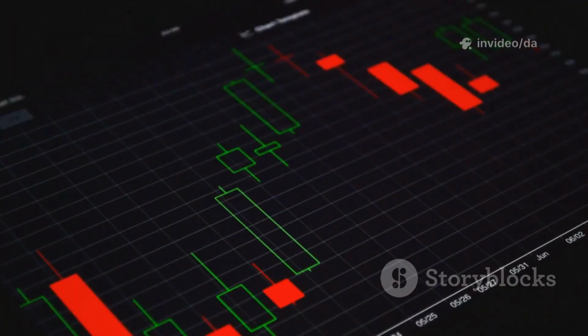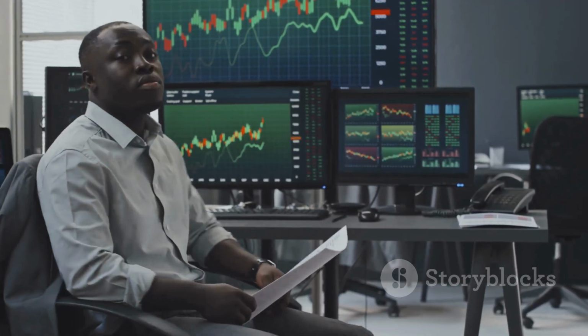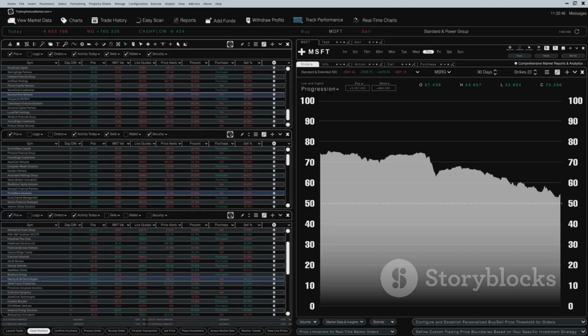Each order type offers its own set of advantages and disadvantages. By familiarizing yourself with these order types, you can gain better control over your trades and improve your overall trading performance.